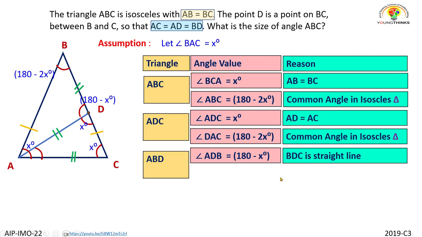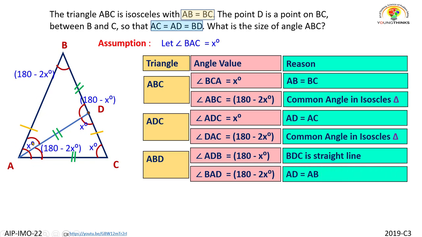Now your objective is to find ABC. You need to find the value of 180 minus 2x, the actual numeric value, not just in terms of x, because x is just an assumed value. Now this angle here is 180 minus 2x. What will be the value of this angle? From the larger angle, if I subtract the smaller angle 180 minus 2x, angle BAD is going to be 180 minus 2x.